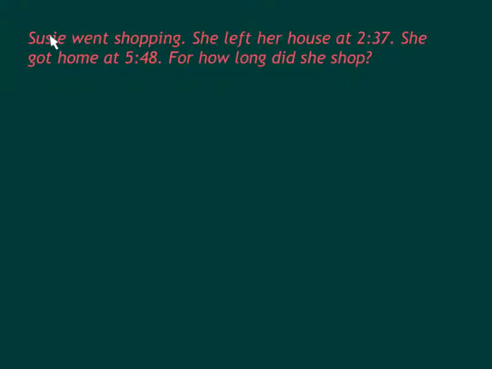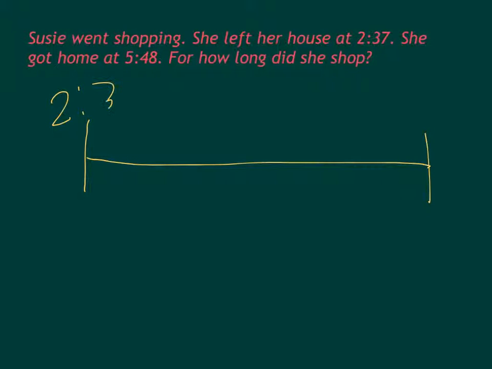So Susie went shopping. She left her house at 2:37. She got home at 5:48. For how long did she shop? So we know the start time and we also know the end time. So we draw a timeline and we write 2:37, the beginning at the beginning, and 5:48 at the end.